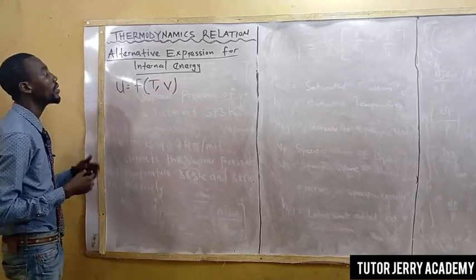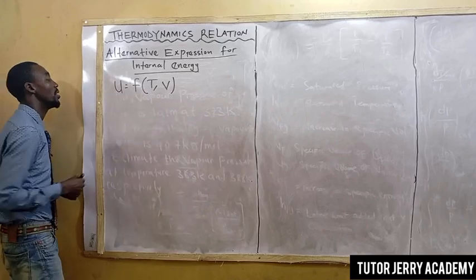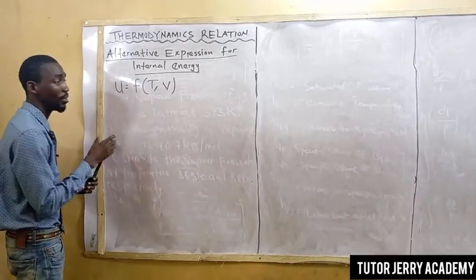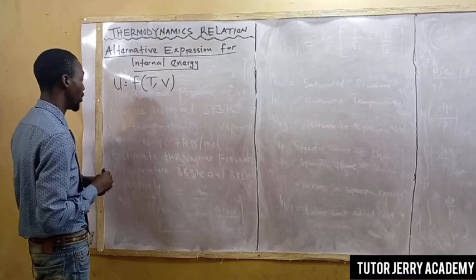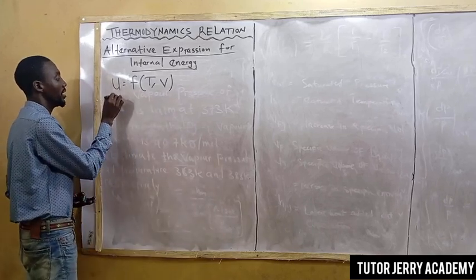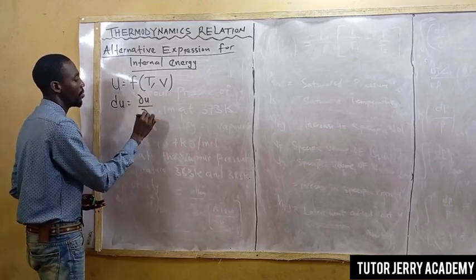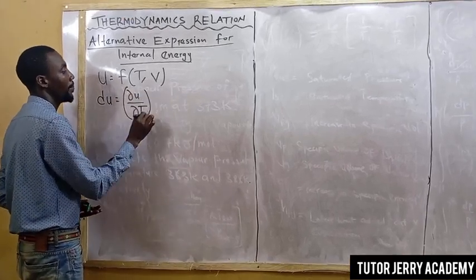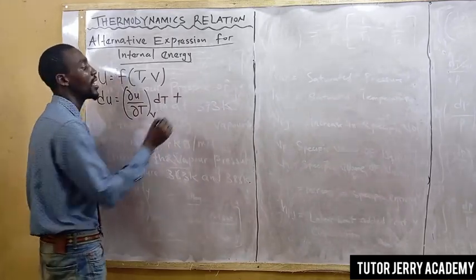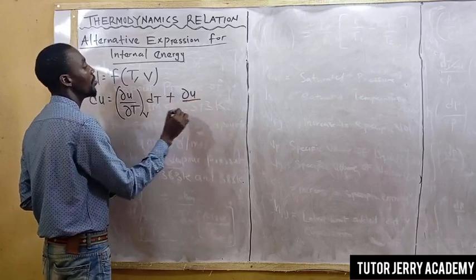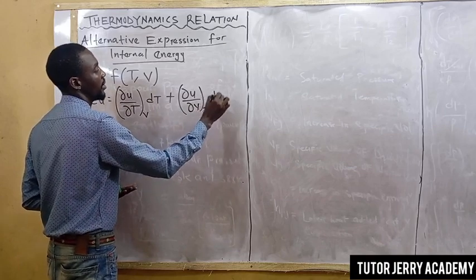All right. Now let's apply differentiation to this. That is taking the differential of the dependent function, which is U. So we are going to say dU is equal to the partial derivative of U over the partial derivative of T, keeping V constant, dT, plus the partial derivative of U over the partial derivative of V, keeping T constant, dV.